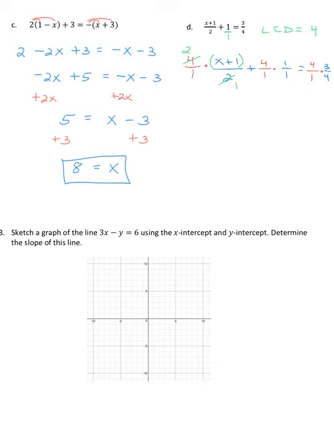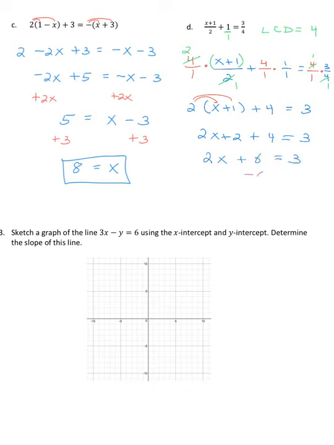The denominators are already 1. But on the right side of my equation, 4 goes into 4 once. I'm left with 2 times x plus 1 with parentheses, then plus 4 is equal to 3. To solve this problem, I'm going to start by distributing the 2. This gives me 2x plus 2 plus 4 is equal to 3. If I combine like terms on the left, I get 2x plus 6 is equal to 3.